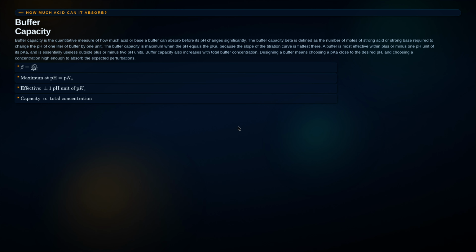The buffer capacity is maximum when the pH equals the pKa, because the slope of the titration curve is flattest there. A buffer is most effective within plus or minus 1 pH unit of its pKa, and is essentially useless outside plus or minus 2 pH units. Buffer capacity also increases with total buffer concentration. Designing a buffer means choosing a pKa close to the desired pH, and choosing a concentration high enough to absorb the expected perturbations.